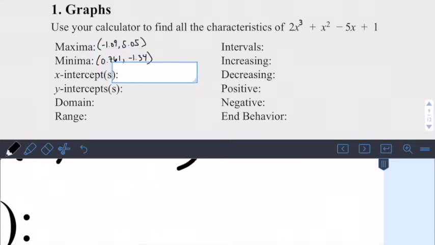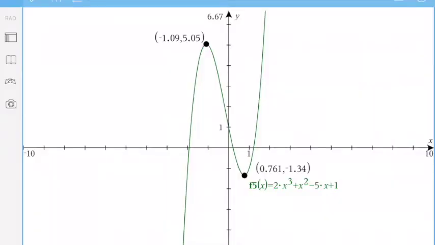Now I want to find my x-intercepts. The other name for x-intercepts is zeros, and you can see that there's 3 of them. There's one zero here, here, and here. So I'm going to start with this one.